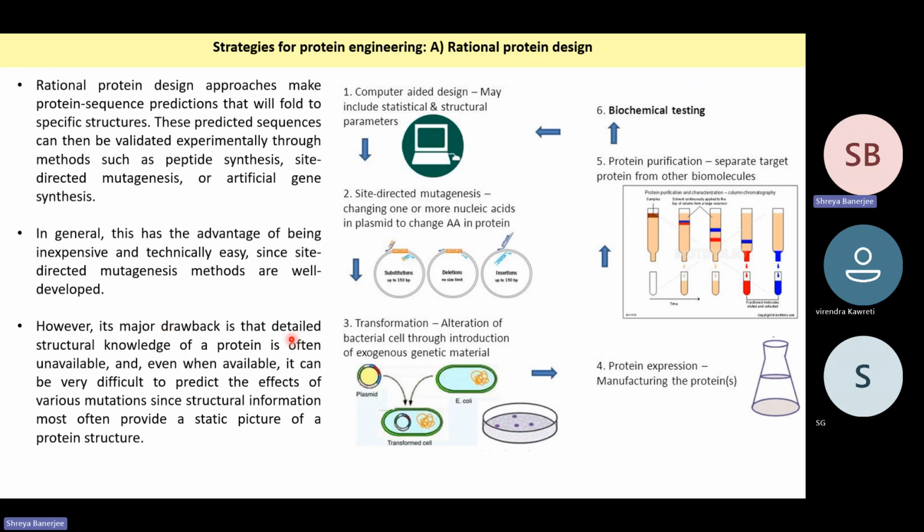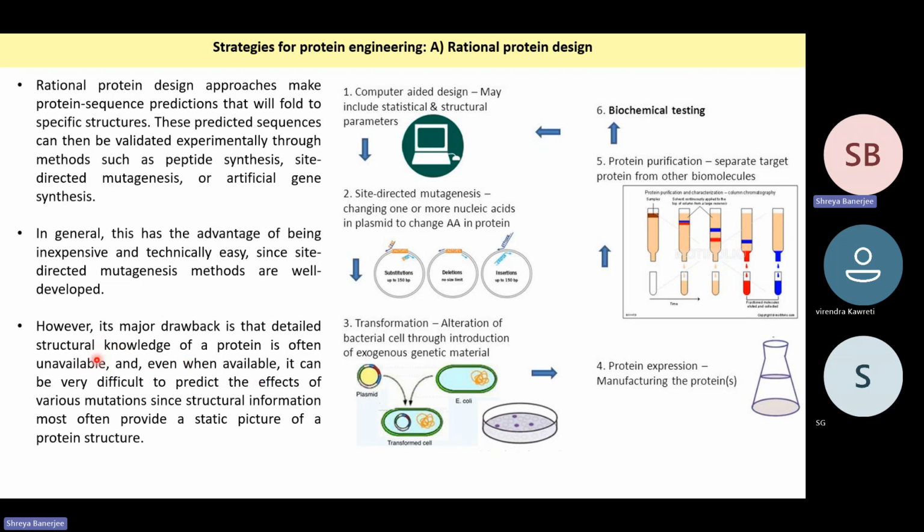But the drawback is that detailed structural knowledge of a protein is often unavailable. So for this to happen, you need to know what kind of 3D structure you want. So like I said, depending on what 3D structure of the protein we want, a sequence can be predicted. But how do we know what kind of 3D structure we want? For that, very well-detailed information needs to be known about what structure of a protein has what function. Only if we know that, we can have a target structure of the protein, and then the computer program can predict what sequence will result in that structure. But often the structural knowledge is not available.